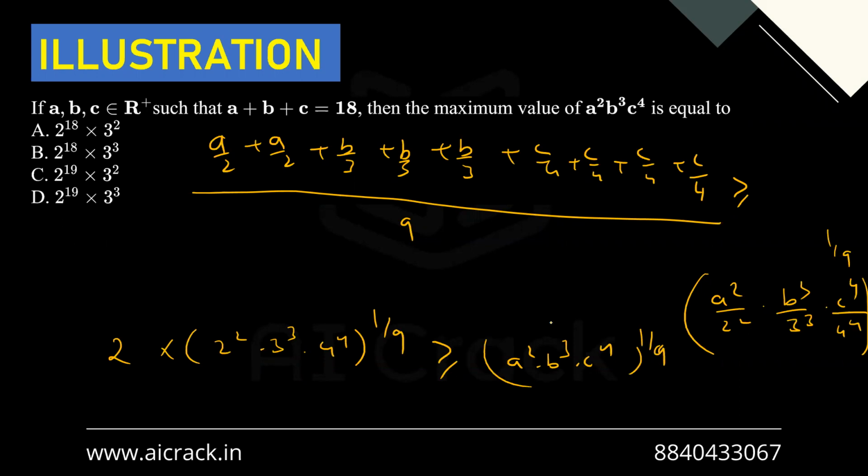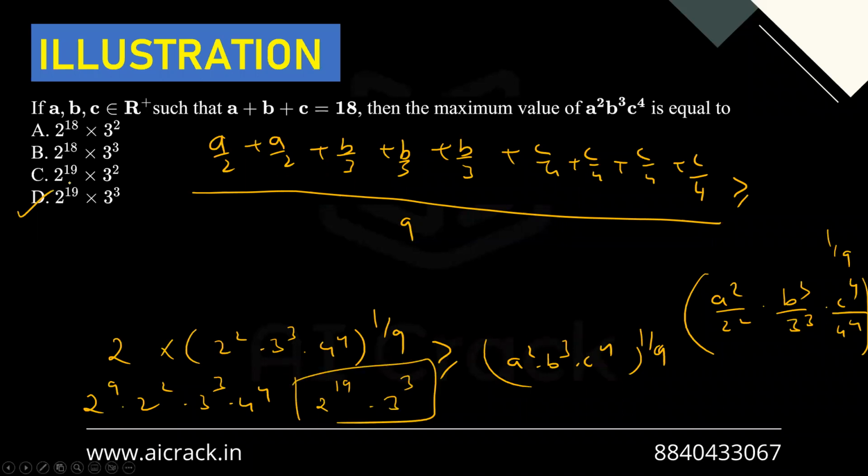Now we have to raise both sides with the power of 9 because we want to find out the maximum value of this one, right? And since everything is positive, the inequality sign won't change. So this would make 2 raised power 9 dot 2 square dot 3 cube dot 4 raised power 4. And that eventually would become 2 raised power 19 because 9 and 2 is 11, and this is 2 raised power 8. So 11 plus 8 is 19, 2 raised power 19 dot 3 cube. So this is our answer. So D would be the answer.